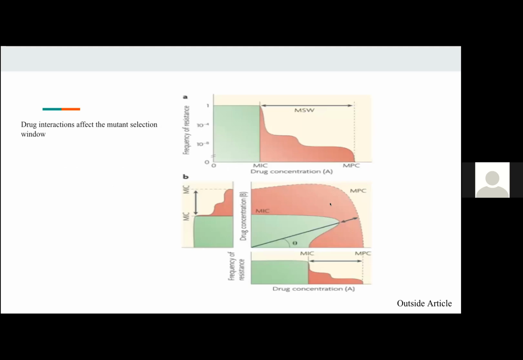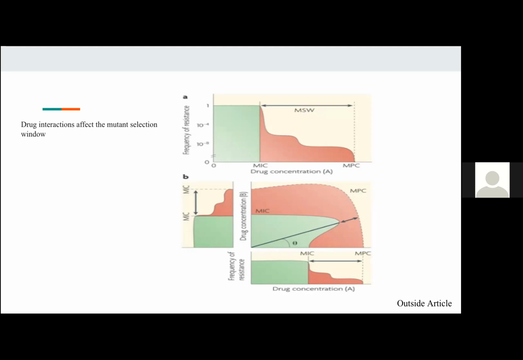In this figure, Part A shows a schematic of the frequency of spontaneous resistance mutations as a function of drug concentration for a single drug environment. The point at which the frequency drops to undetectable values is the mutant prevention concentration. As evolution requires both mutations and selection, evolution is thought to proceed primarily below the mutant prevention concentration and above the minimum inhibitory concentration, this region once again known as the mutant selection window.